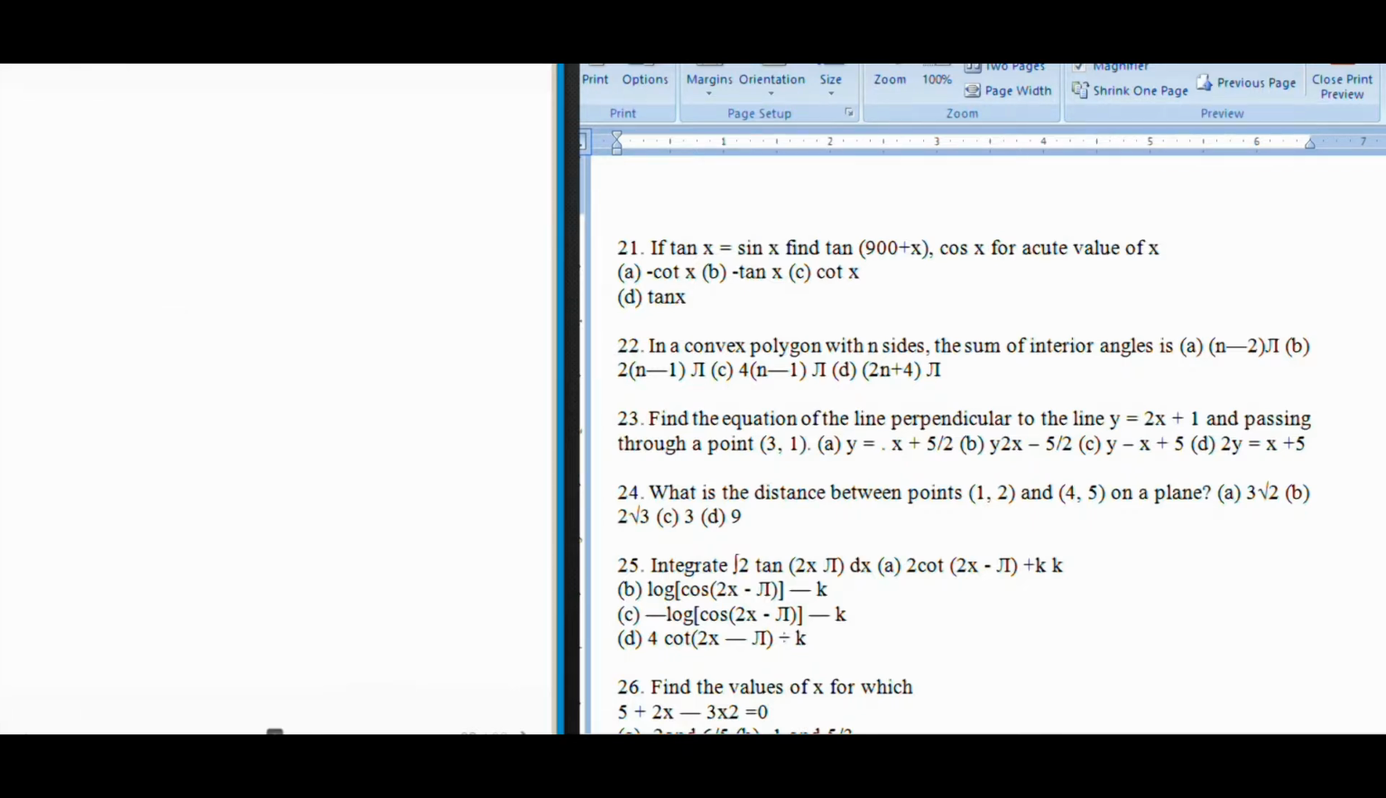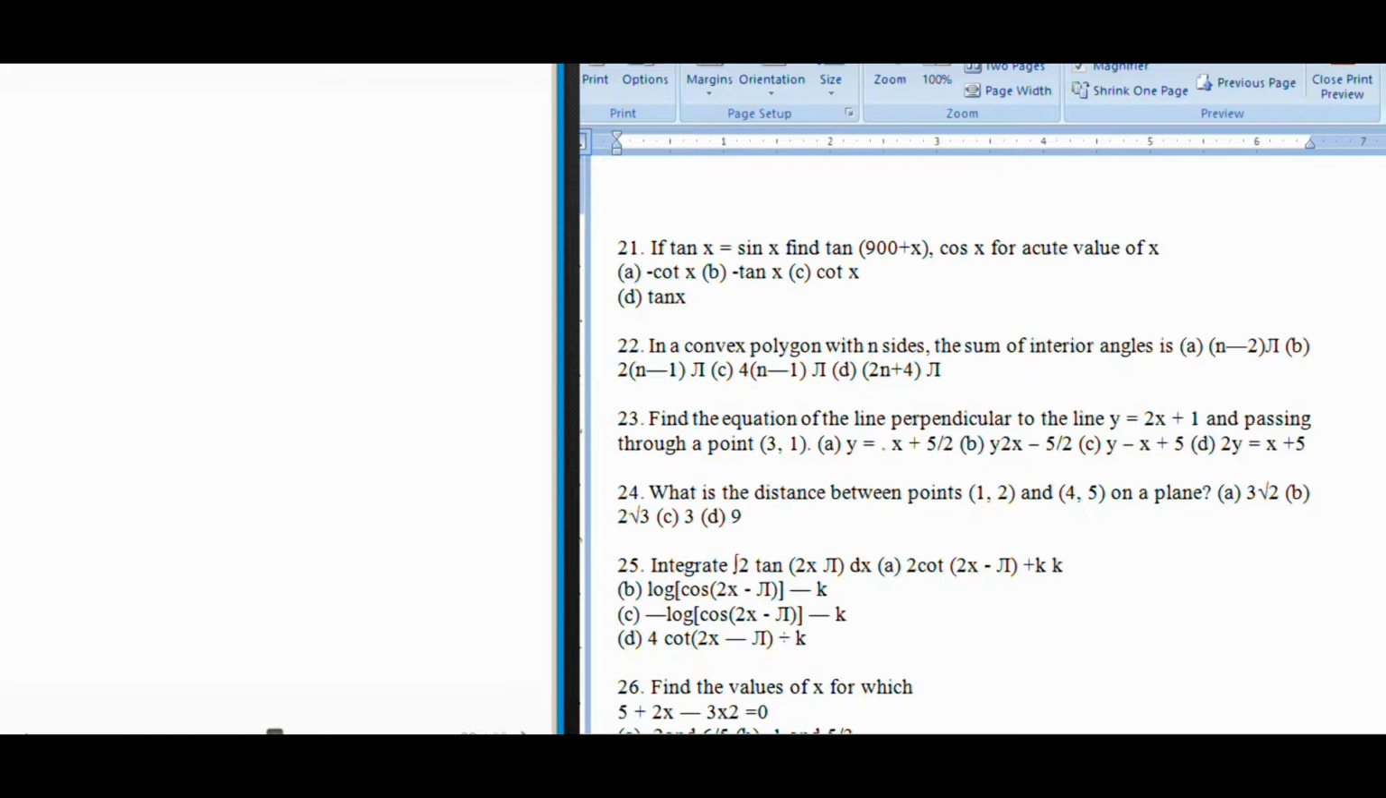The next question has to do with integration. And that says we are to integrate 2 tan(2x minus pi) dx.